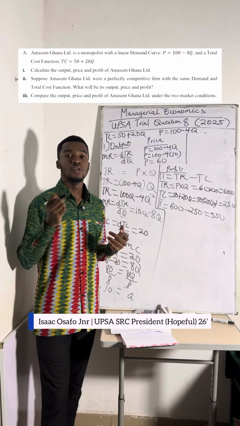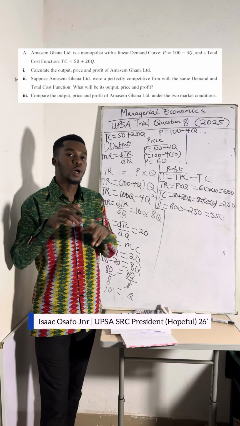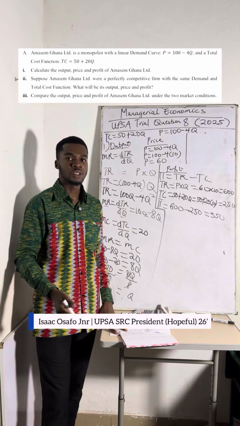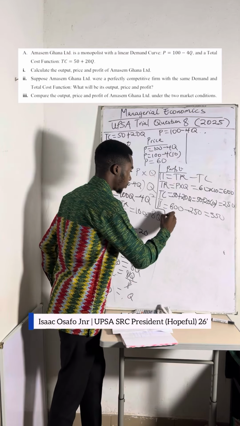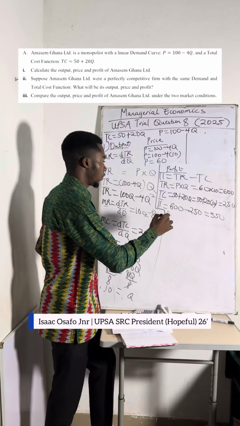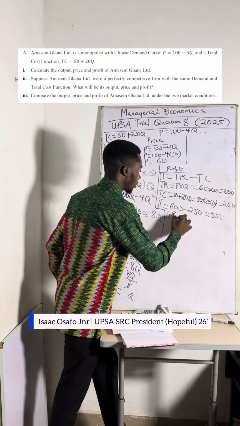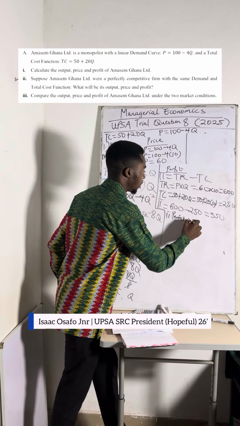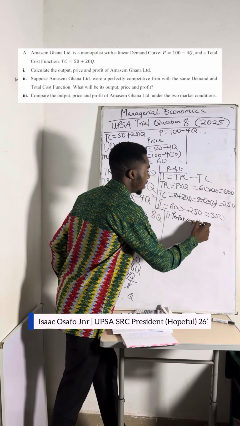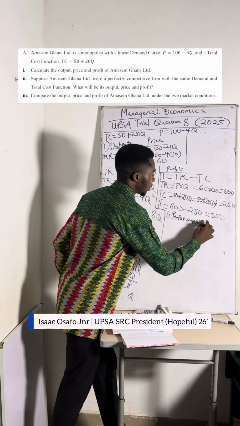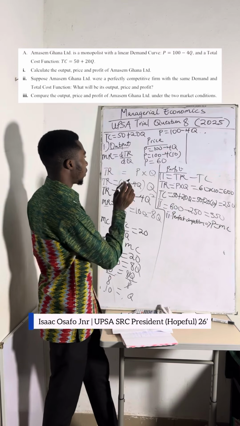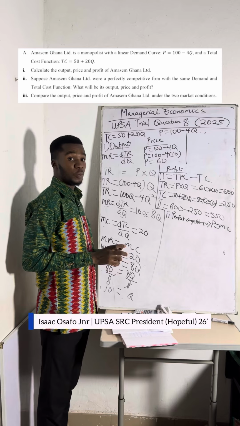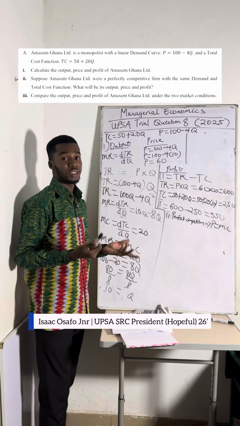So if you raise your price above the marginal cost, no one will buy from you. They can go and buy from someone else. So this is for the II, right? So just know that for perfect competition, the main difference is that the price is equal to the marginal cost. As for the monopolists, the price is always greater than the marginal cost.